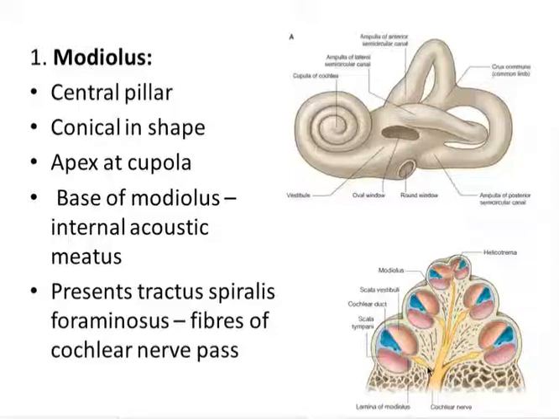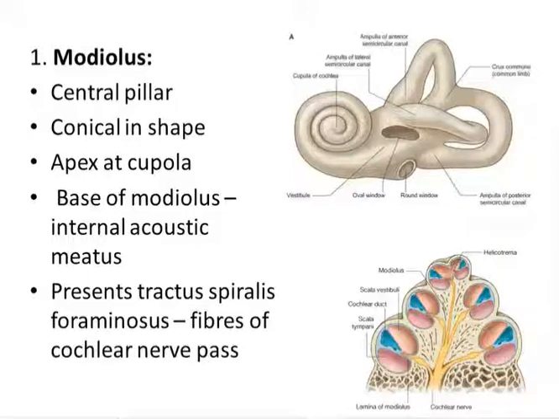What happens here is that it is divided; inside there is an osseous spiral lamina. So the osseous spiral lamina divides the cochlear canal into scala vestibuli, scala tympani, you must remember, and scala media. So this part is the scala media, where lies the cochlear duct, and that cochlear duct contains the spiral organ of hearing. So that is important.